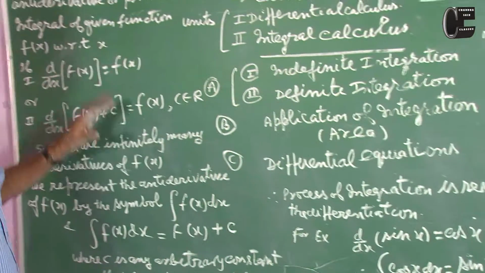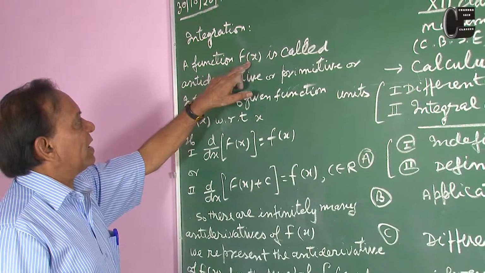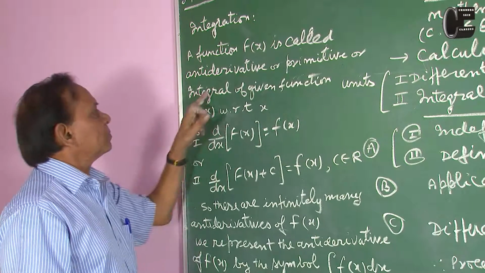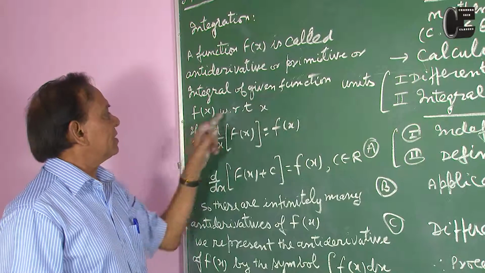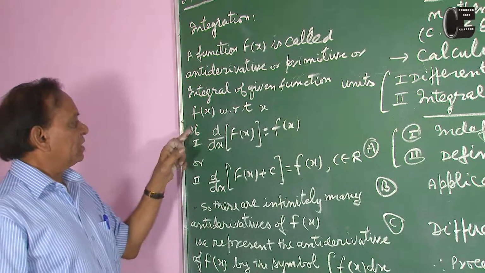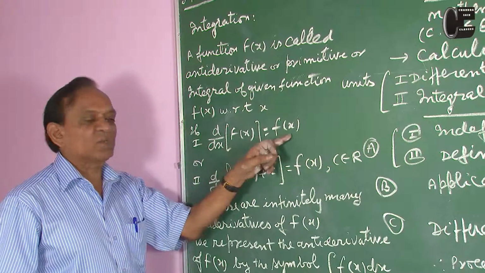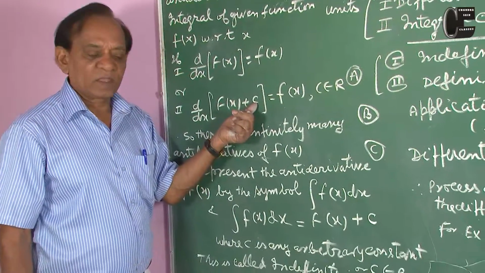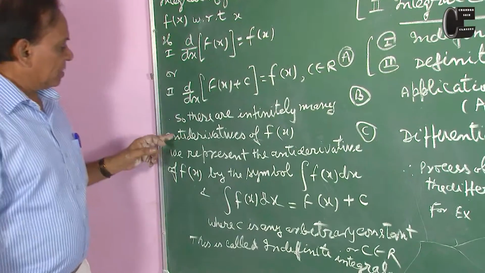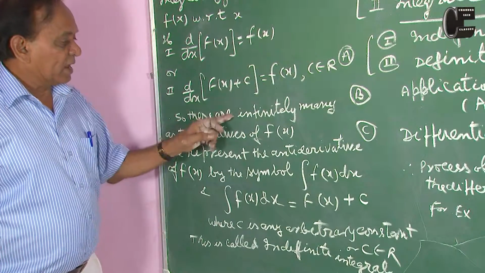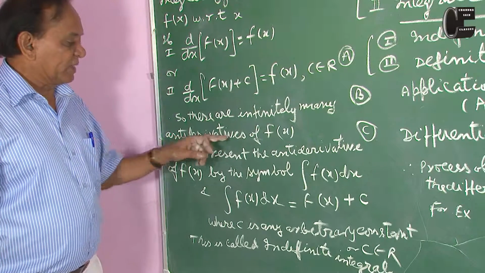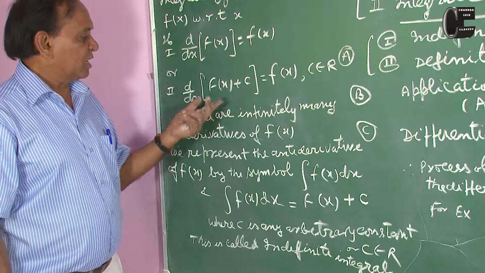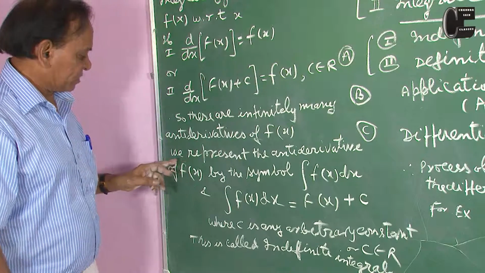Now we are defining integration. A function F(x) is called an antiderivative or primitive or integral of the given function f(x) with respect to x, if d by dx of F(x) equals f(x), or we can say d by dx of F(x) plus c, where c is any real constant, equals f(x). So there are infinitely many antiderivatives of f(x) because c can take any value in the real numbers. Therefore, there will be many antiderivatives of a function f(x).